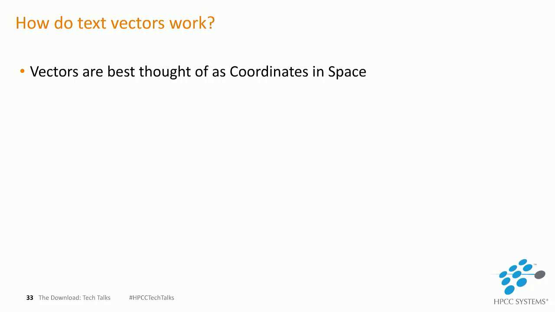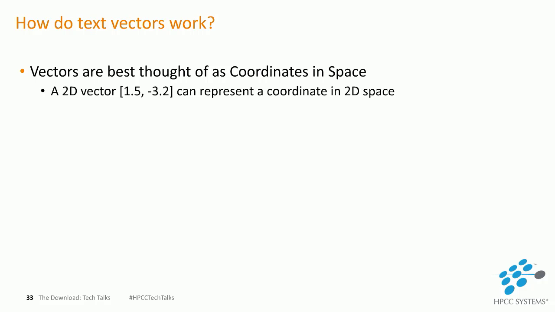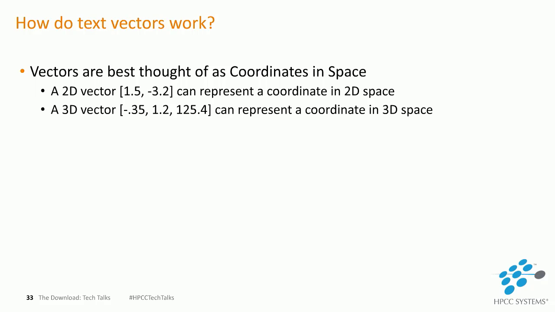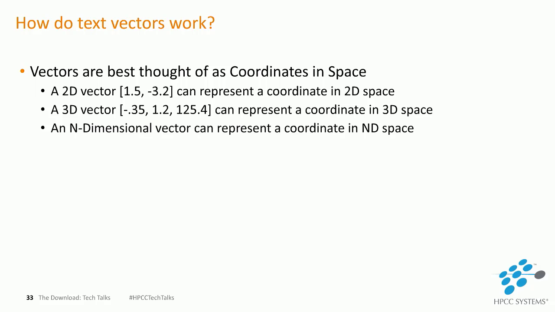And vectors are simply a list of numbers, like 25, 3, -4, 5. It is useful to think of each vector as a coordinate in space. A two-dimensional vector can represent a coordinate in two-dimensional space. A three-dimensional vector can represent a coordinate in three-dimensional space. And an n-dimensional vector can represent a coordinate in n-dimensional space.